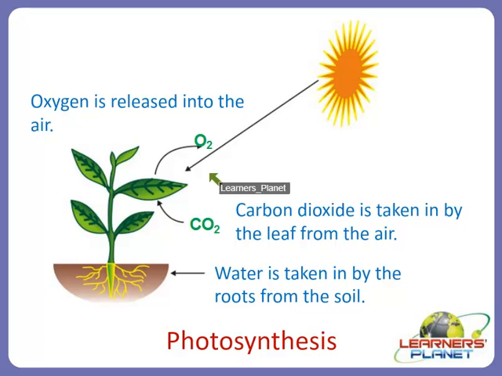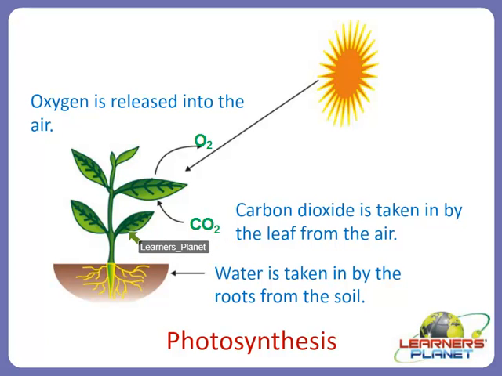This is one such diagrammatic representation with which you will understand the process of photosynthesis in a better manner. You can see here that oxygen is released out into the air, carbon dioxide is taken in by the leaf from the air, and here root hairs are there. Water is taken in by the roots from the soil. So the first thing we will study is that water is taken by the roots from the soil, then carbon dioxide is taken in the leaf from the air.